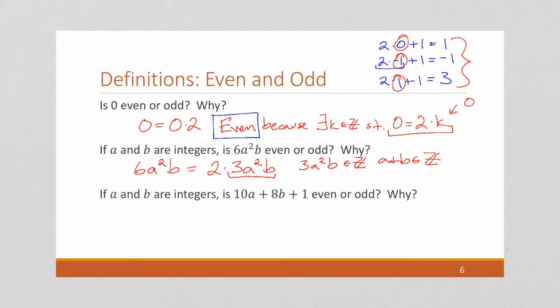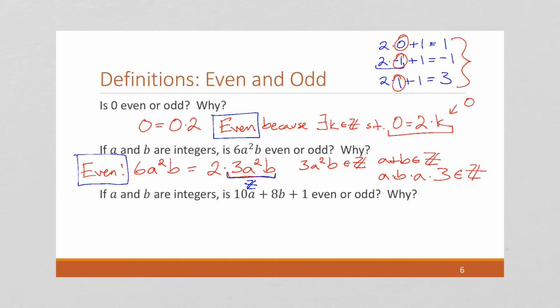And integers are closed under multiplication, which means a times b, and even times 3, is an integer. So we know this is an integer, which means our original value is even because it can be written as 2 times some integer. Okay, let's do one more.